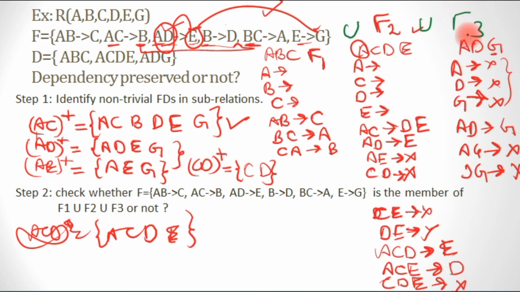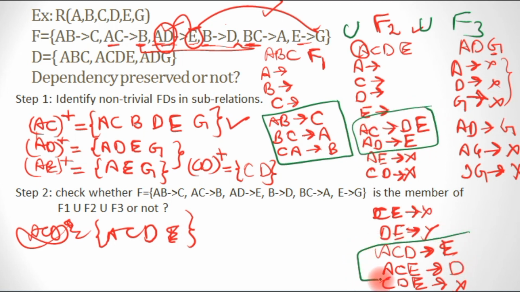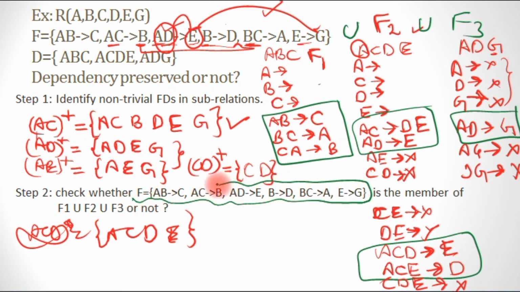So see how many functional dependencies we have in the set F1 union F2 union F3. We have these three functional dependencies, these two functional dependencies, these two functional dependencies, and this one functional dependency. So this is the set of F1 union F2 union F3. Now we have to check whether the original functional dependency set is a member of F1 union F2 union F3 or not.